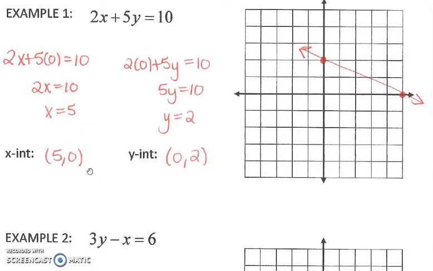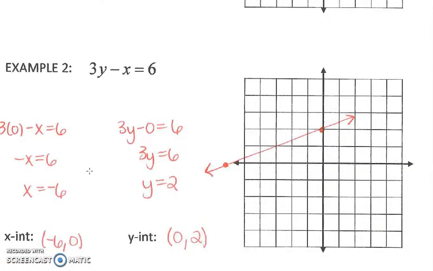Let's try number 2. Number 2 equation is 3y minus x equals 6. So what we're going to do is do the same thing. We're going to solve for the XY intercepts, draw those 2 points, and connect. So we'll solve for the x-intercept first. If you want to solve for the x-intercept, you're going to plug 0 into y. So 3 times 0 minus x equals 6. You're going to solve for x. 3 times 0 is 0.